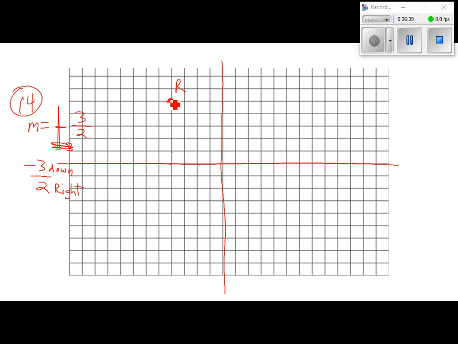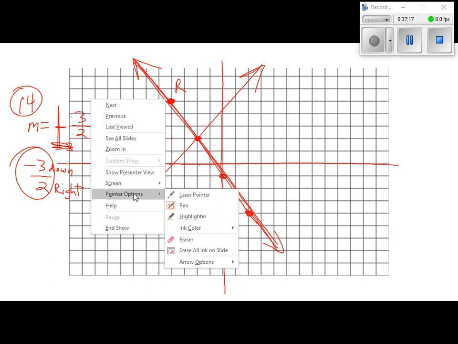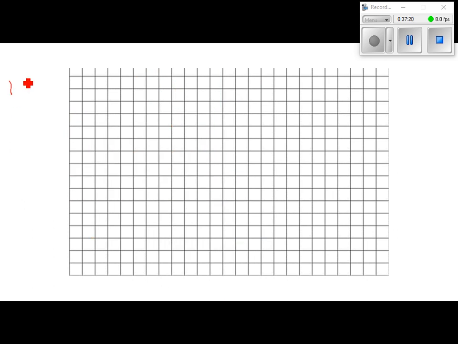So I go back to the point that I was at, down 1, 2, 3, to the right 2. Down 1, 2, 3, to the right 2. Down 1, 2, 3, to the right 2. Notice they all fall in one straight line. That's the line they wanted on number 14. Again, notice this line had a negative slope, so it should be a line that's going down from the left to the right. The last one had a positive slope, so it was going up from the left to the right.